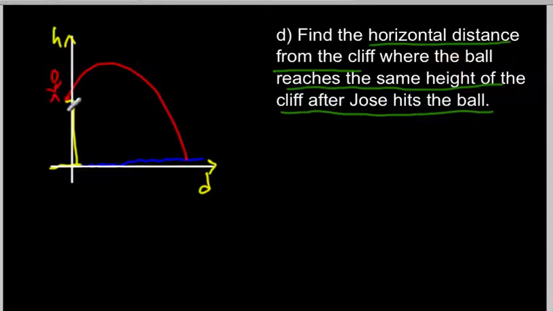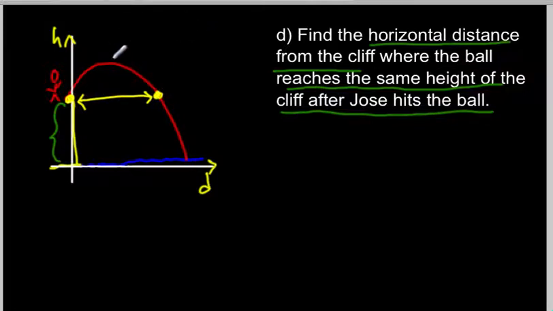Okay, so here's the height of the cliff. This right here is the height of the cliff. So we want to find the horizontal distance where the ball is going up and up and up, and then reaches the same height of the cliff. So in other words, it's going to go up and then reach right there, right? So we want to find what this distance right here is, where the ball reaches the same height of the cliff again after Jose hits the ball. So we need to find this distance.